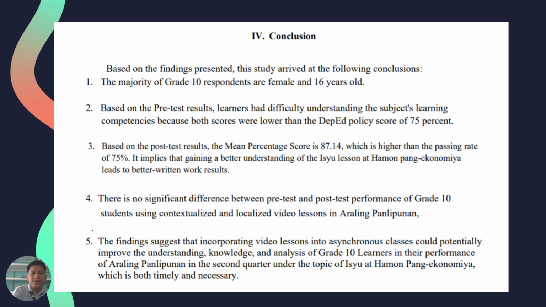So in conducting our research, of course, they don't know usually the content of the contextualized and localized video lesson. That's the reason why they got below 75 mastery level. Number 3, since they already review, watch, and understand the lesson, they get now the percentage score of 87.14. Meaning to say, they get a better understanding on the issue of the lesson of hamong pang-ekonomiya, which leads to their better written works. Then number 4 and 5, so there is a significant difference.